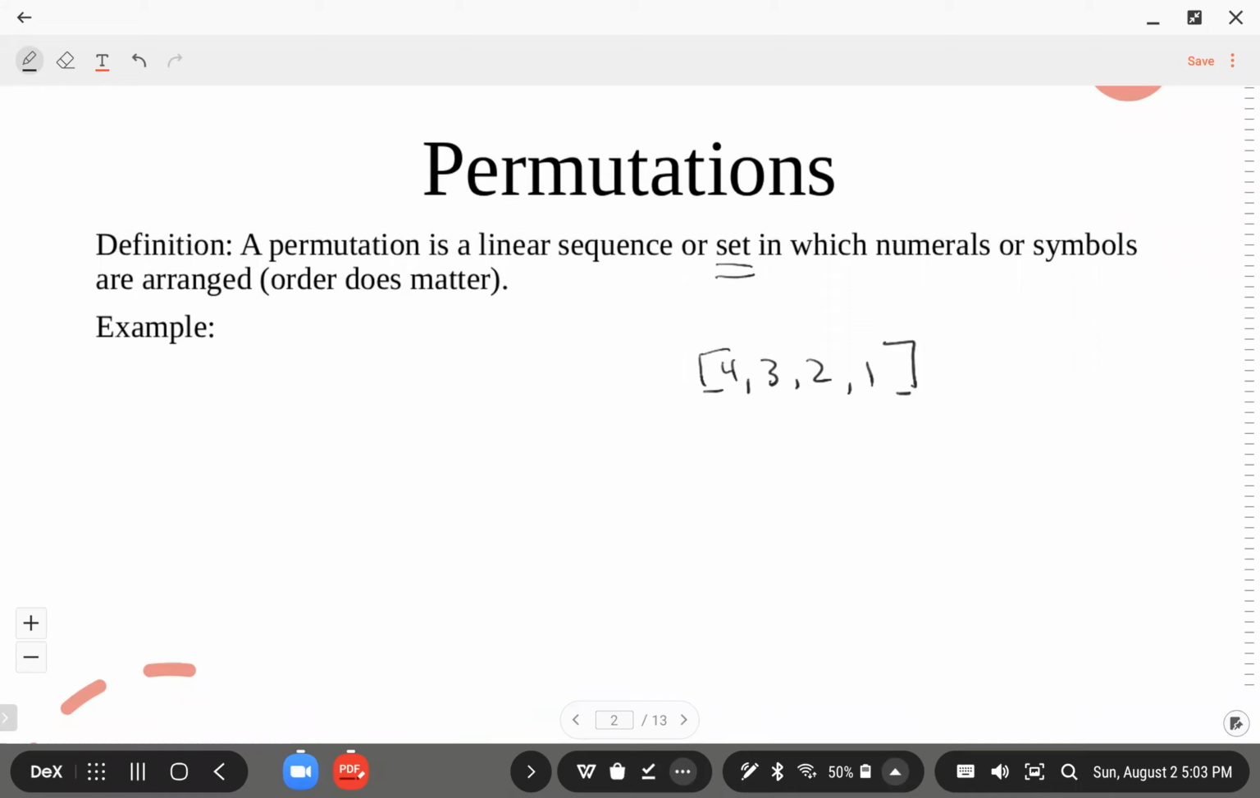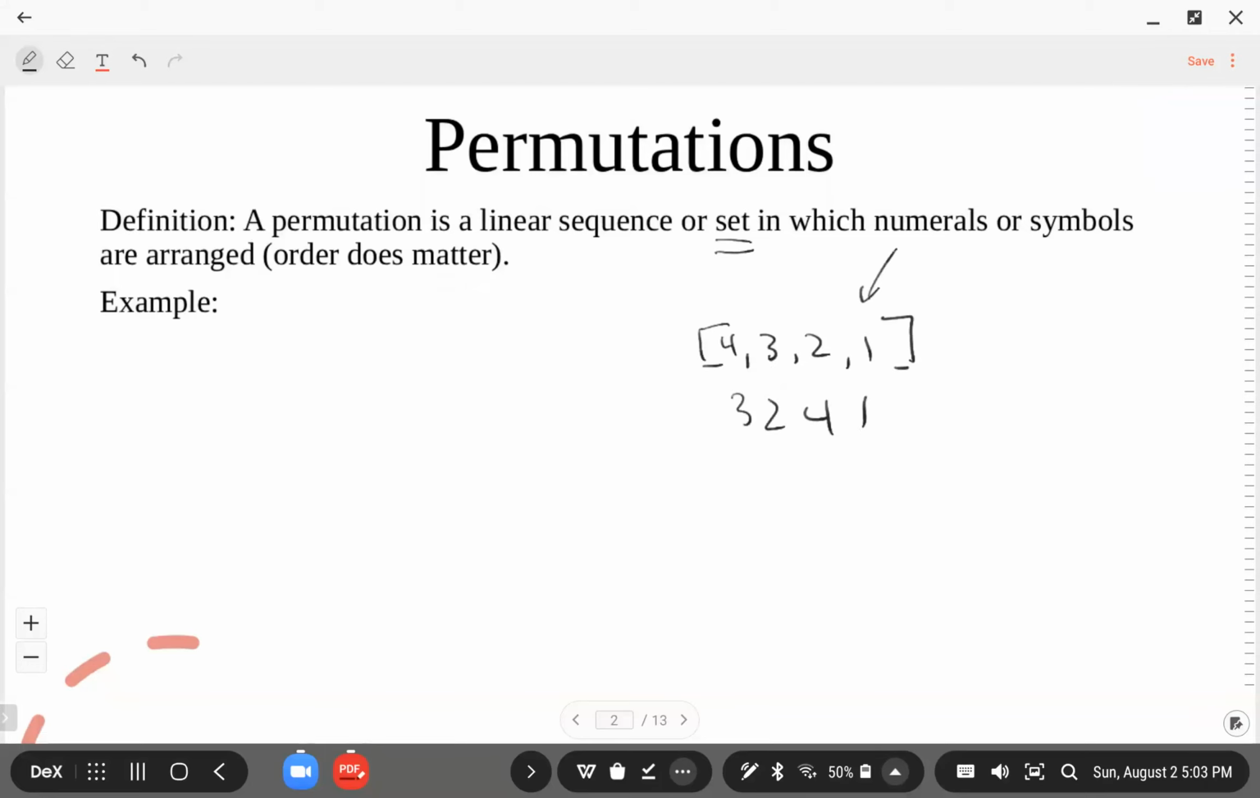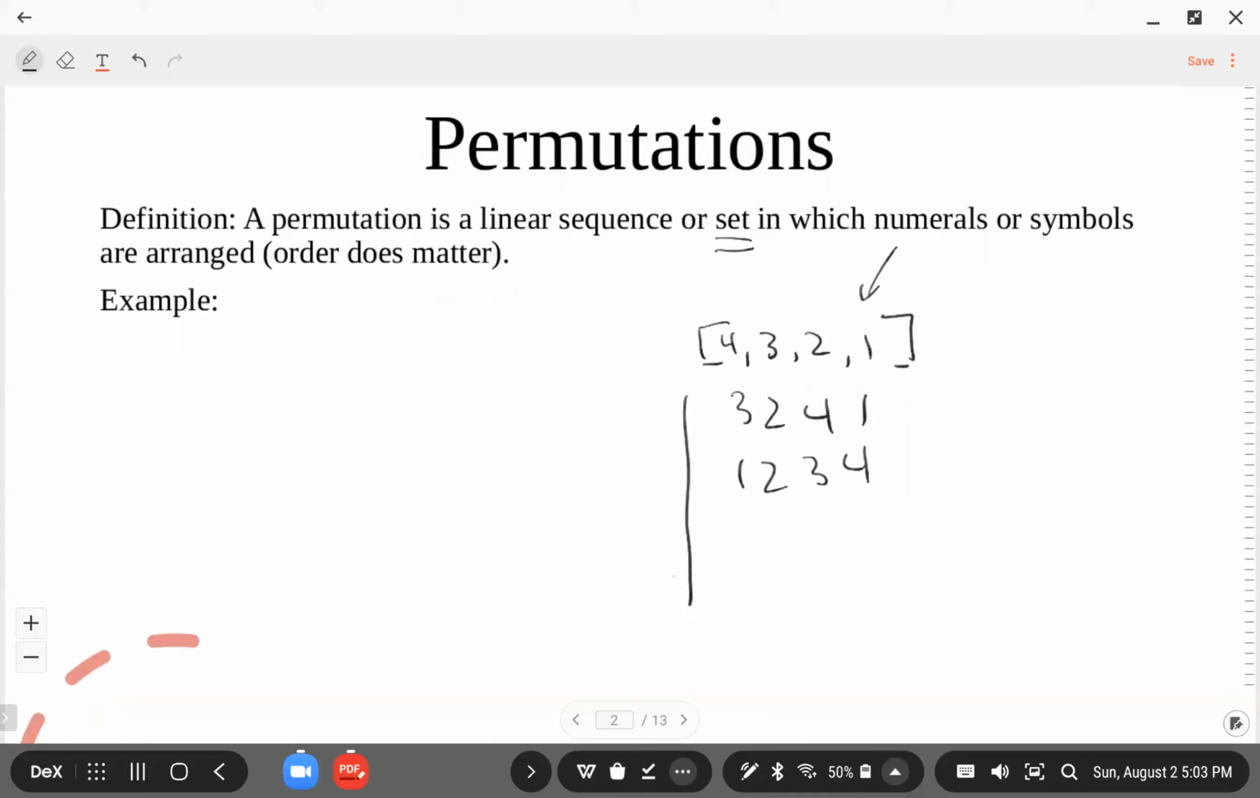A permutation is a linear sequence in which the numerals of this set can be arranged, and how many sequences there can be of this particular set. Let's see. So we can do 3, 2, 4, 1, right? And 1, 2, 3, 4 even. But I mean, I could list all of them, all the way to the last one. But this is too slow, right? And you might miss one or you might repeat a few.